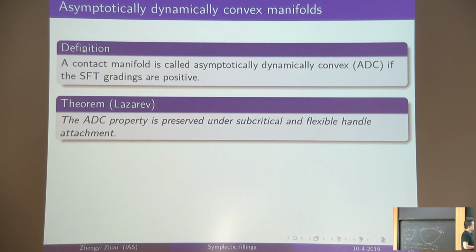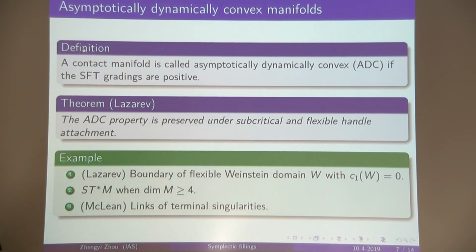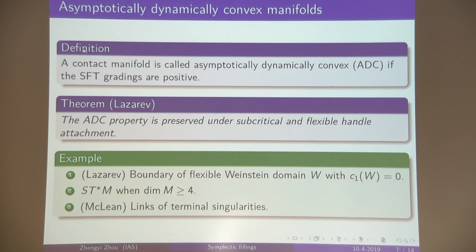And the interesting thing about this property is that it is preserved under certain constructions in symplectic geometry called the subcritical and flexible handle attachment. So this gives us tons of examples. The first one is the boundary of flexible Weinstein domains. I will explain a little bit later, which is based on his theory. The second class is the unit sphere bundle of the cotangent bundle when the dimension is bigger than 4. And the last one is a result of Mark McLean, which says the link of a terminal singularity is ADC. It's actually if and only if. Okay, so these are the examples.